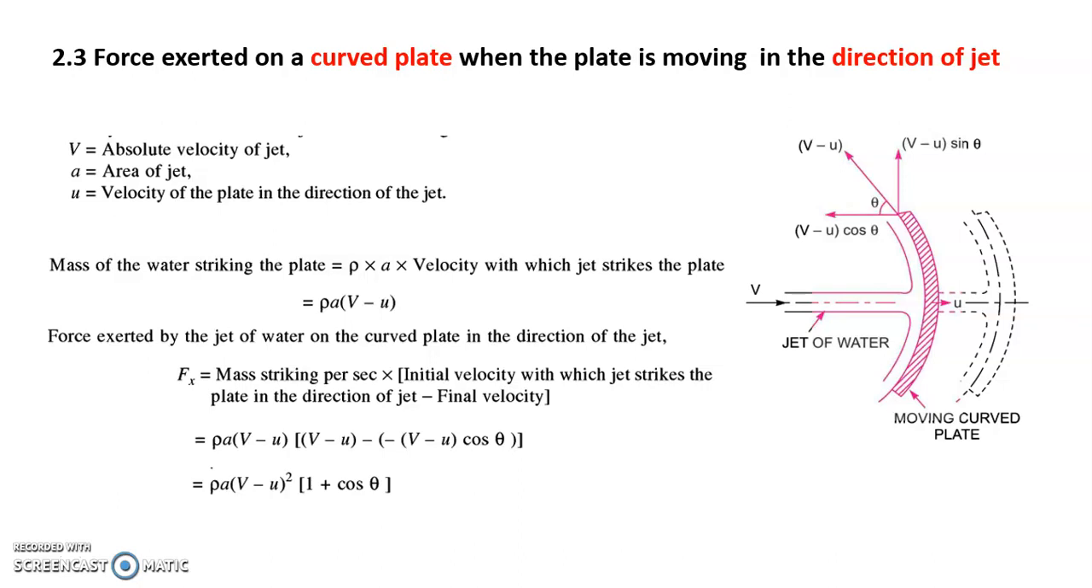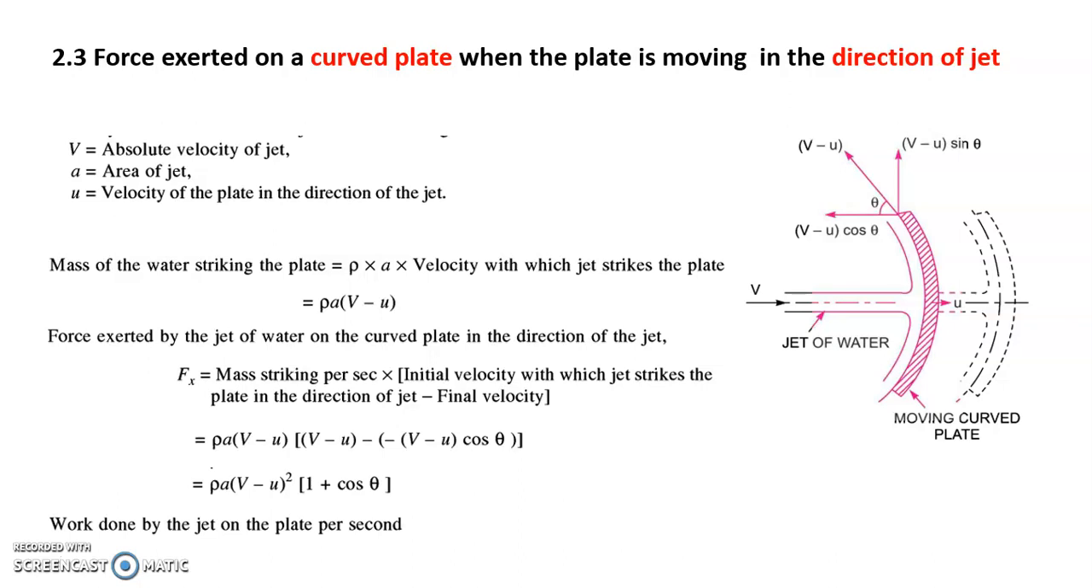If you remember, in the stationary case, the formula was ρ a V² (1 + cos θ). Similarly, you can also calculate Fy. Just as a hint, Fy is ρ a (V − u) times, there is no initial velocity, 0 minus (V − u) sin θ. So you'll get −ρ a (V − u)² sin θ.